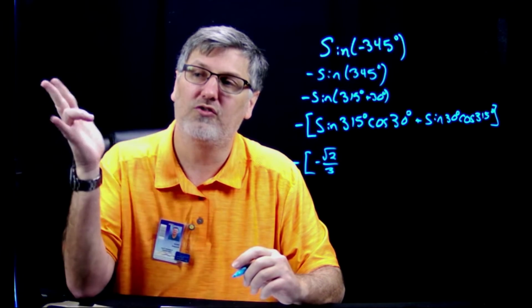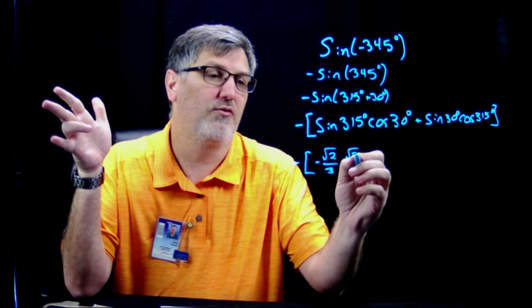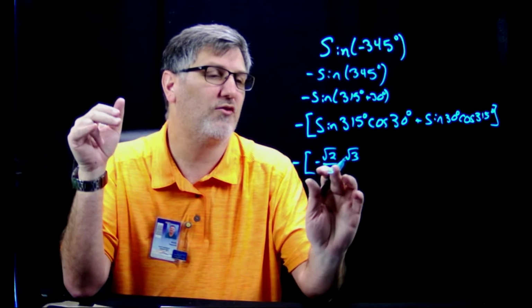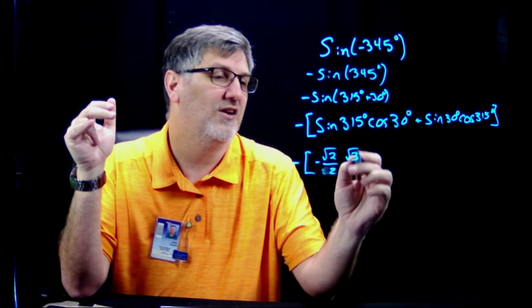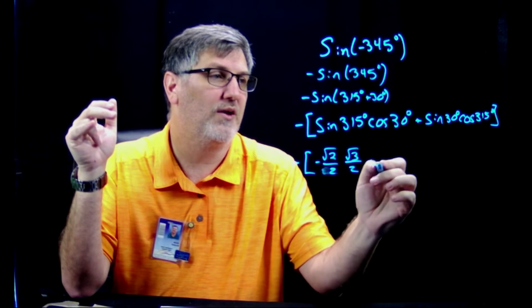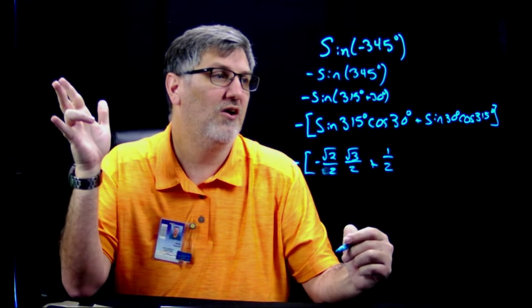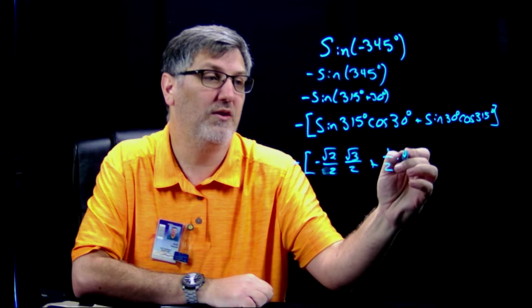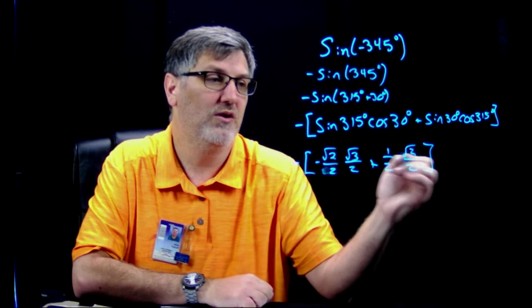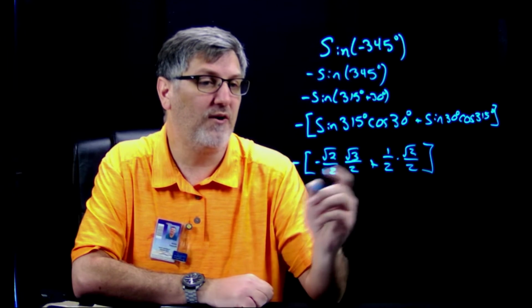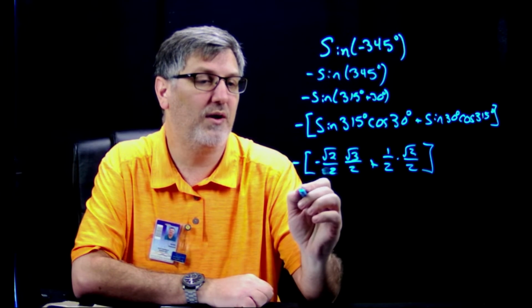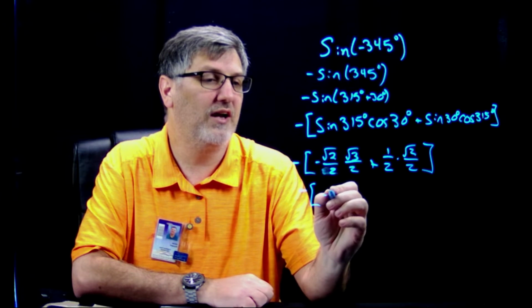And of course, cosine at 30 degrees is square root of 3 over 2. Plus, well, sine of 30 degrees is 1/2. Cosine of 315 degrees, well, that is quadrant 4, x value, so that's just going to be the square root of 2 over 2. And let's just simplify inside the parentheses first. So I'm going to have my negative. This gives me negative square root of 6 over 4 plus the square root of 2 over 4.